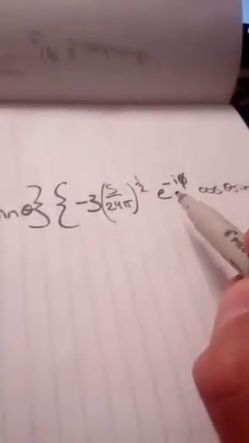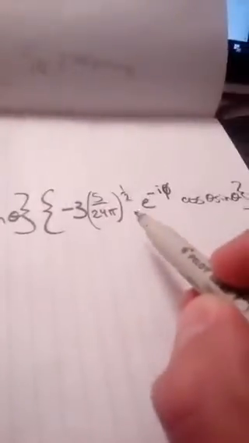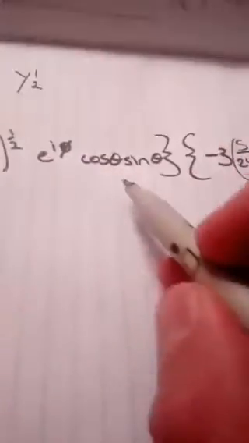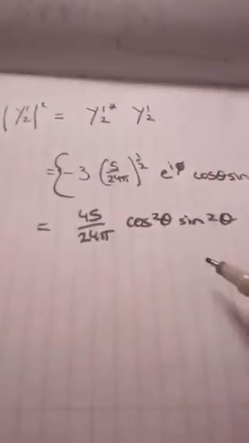Okay, now e to the i theta multiplied by its mirror image actually cancel each other out, because e to the i theta multiplied by e to the minus i theta is the same as e to the i theta minus i theta, and that will become e to the 0, which is just 1. So that disappears every time. I've done that in past lectures. Cos theta sine theta by cos theta sine theta is just cos squared theta sine squared theta. Okay, so there it is.